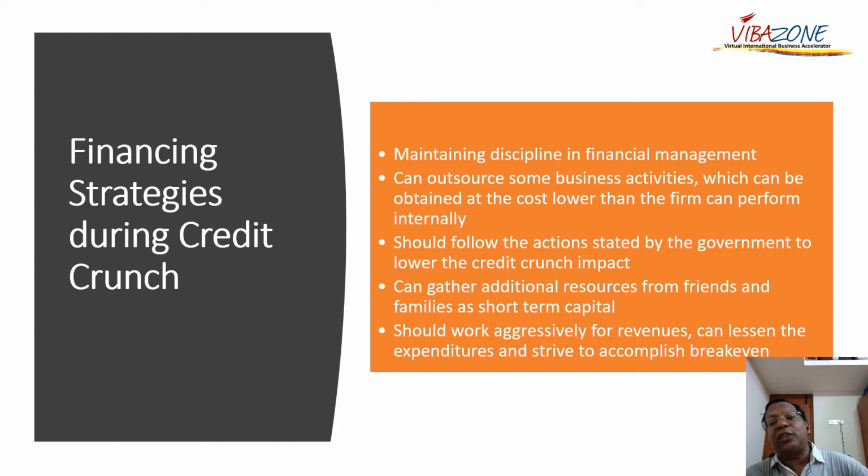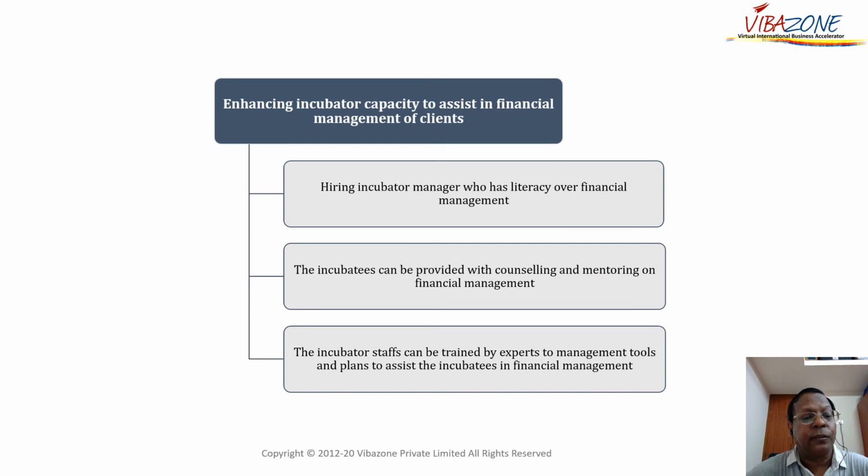You should follow the actions started by the government to lower credit crunch impacts. You need to follow through on what is available. You need to gather additional resources from friends and family as short-term capital. You should work aggressively for revenues, lessen the expenses, and increase your input. So you need to be able to generate more revenue to be able to break even.